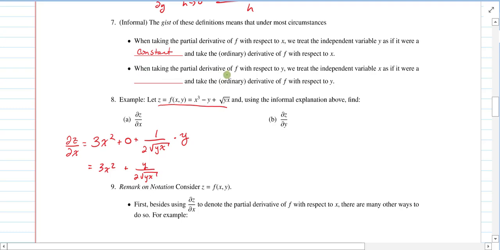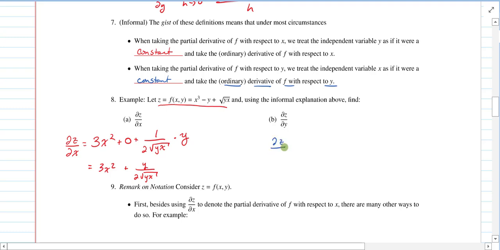When taking the partial derivative of f with respect to y, we treat the independent variable x as if it also were a constant, and then take the ordinary derivative of f with respect to y. So let's go ahead and take the partial derivative of this function z with respect to y.